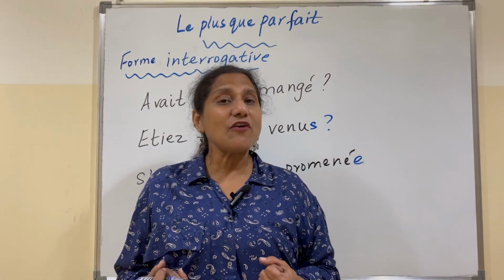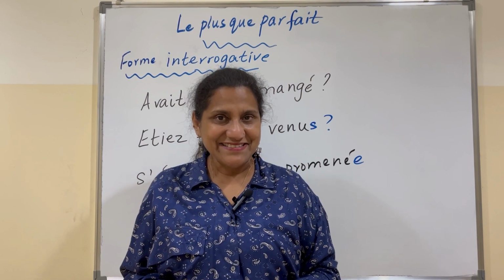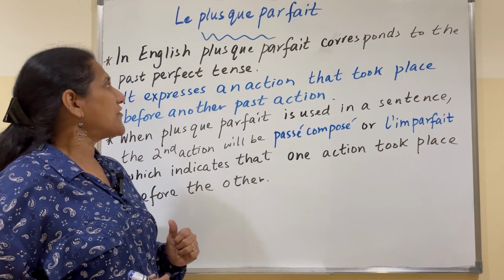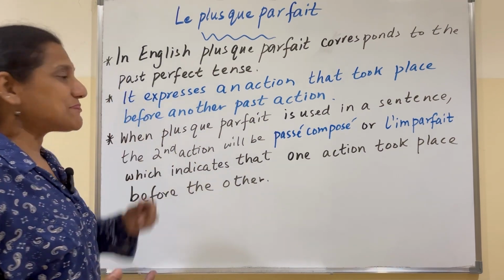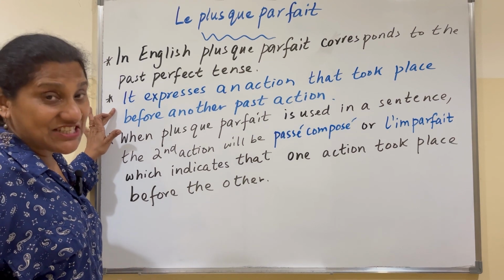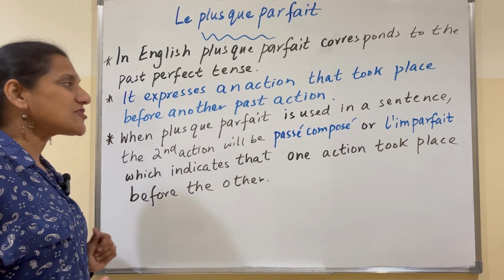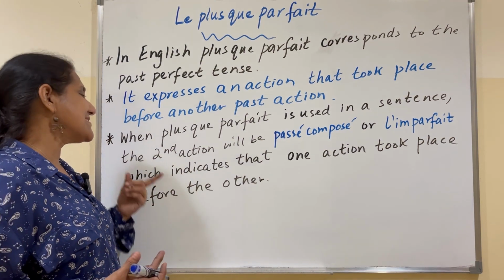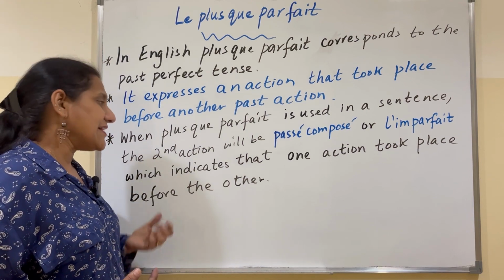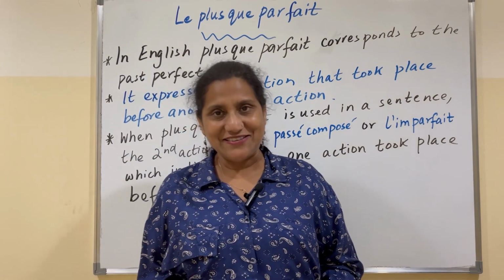Now we've learned the formation of plus-que-parfait. When do we use it? Let's learn that. In English, plus-que-parfait corresponds to the past perfect tense. Plus-que-parfait expresses an action that took place before another past action. When plus-que-parfait is used in a sentence, the second action will be passé composé or l'imparfait, which indicates that one action took place before the other.